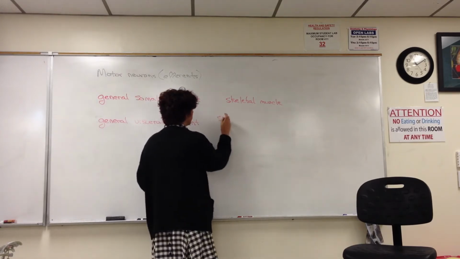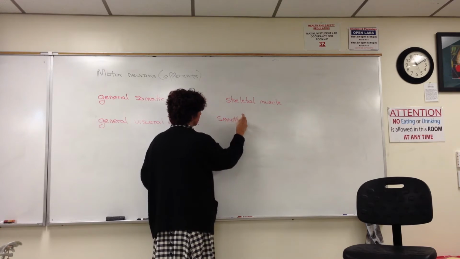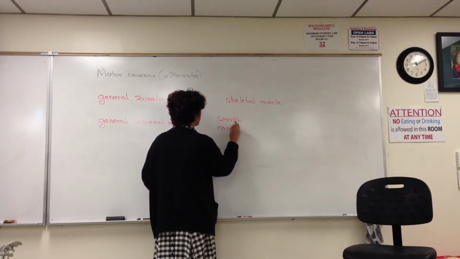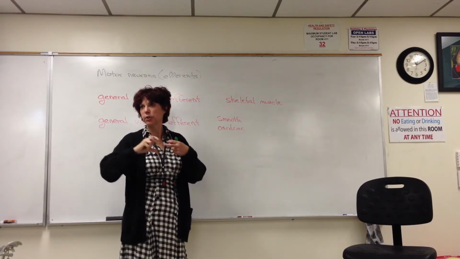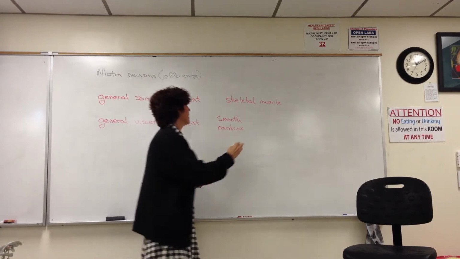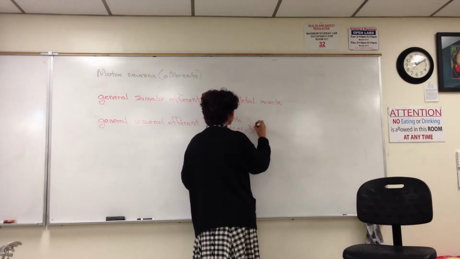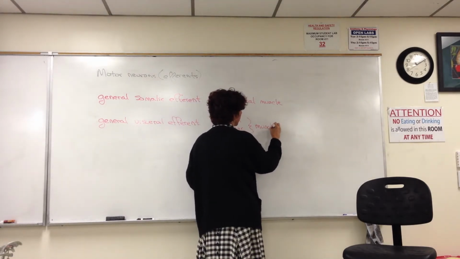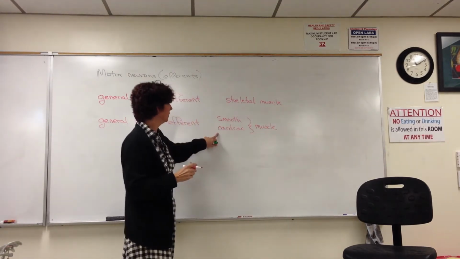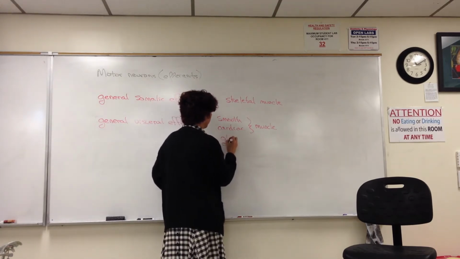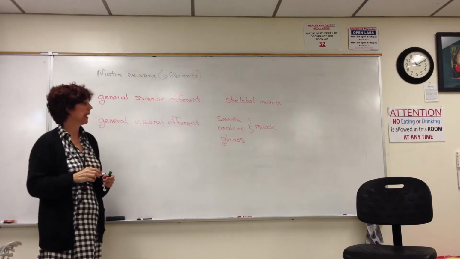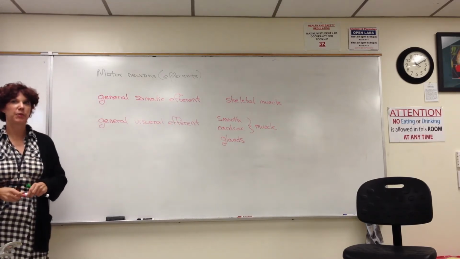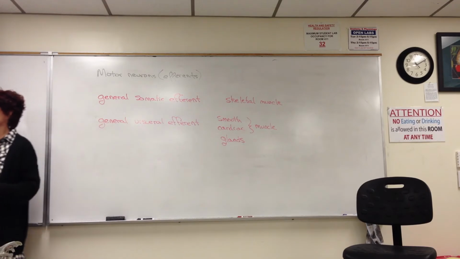And this is going to smooth muscle. Smooth muscle is found in the iris of your eye, in blood vessels, in tubular organs like the intestines and the stomach. Cardiac muscle, obviously, is the heart. And then glands. So autonomic control. Now, as we'll see in our next unit, there are two types of general visceral efferent.